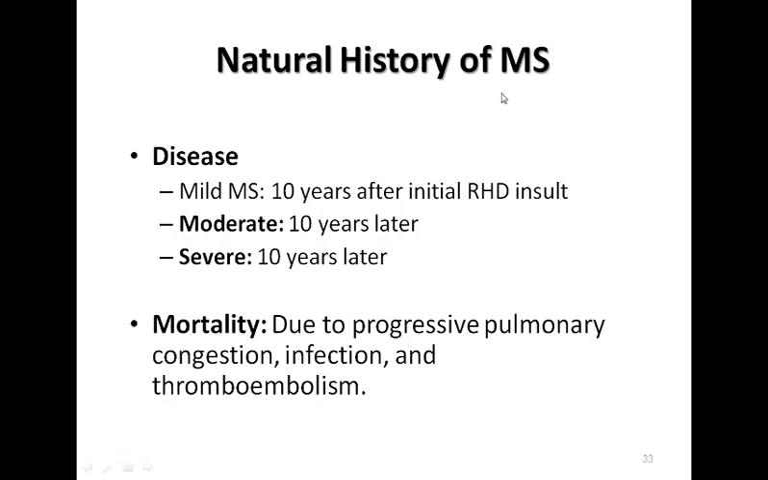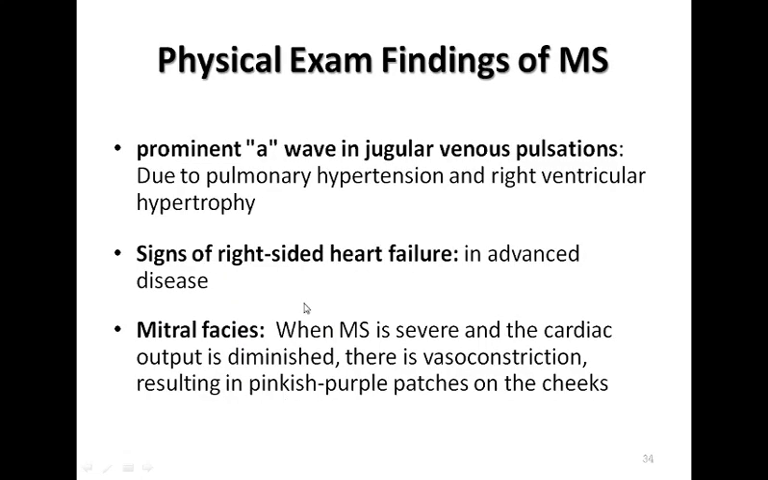So what is the natural history of mitral stenosis? Mild mitral stenosis develops 10 years after the initial rheumatic heart disease insult. So after 10 years' time, patient can get mild mitral stenosis symptoms. And about another 10 years later, they can get moderate mitral stenosis symptoms. Another 10 years later, you can get severe mitral stenosis symptoms. Mortality is due to progressive pulmonary congestion, infection, and thromboembolism like stroke.